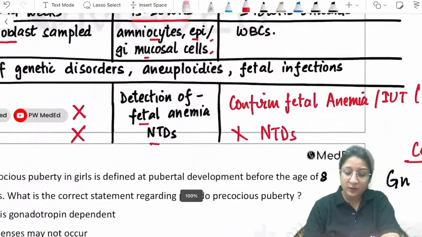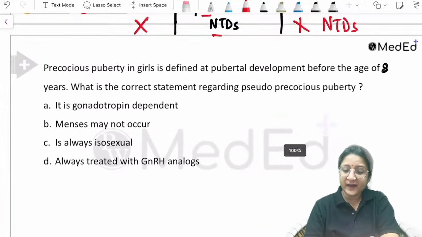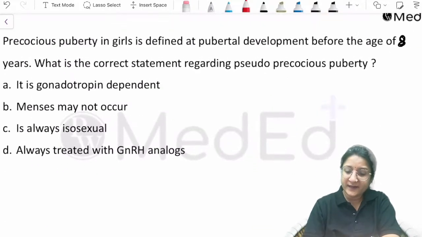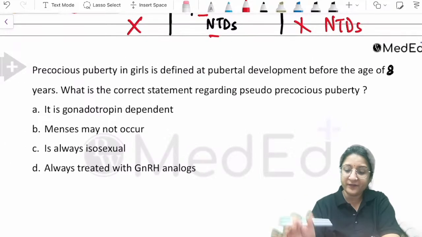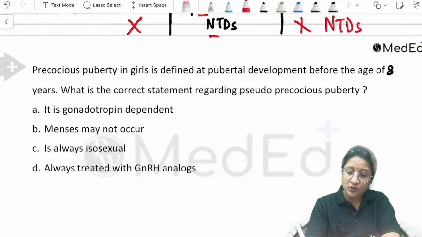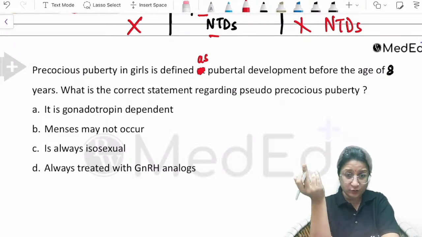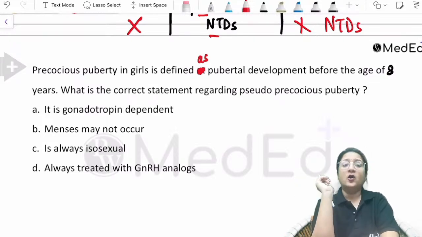Now let's have a look at the next question. Precocious puberty is defined as pubertal development before the age of 8 years. What is the correct statement regarding pseudo-precocious puberty? It is gonadotropin dependent. Menses may not occur. Is always isosexual. Is always treated with GnRH analogues.